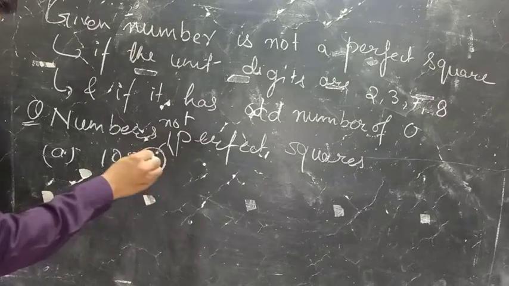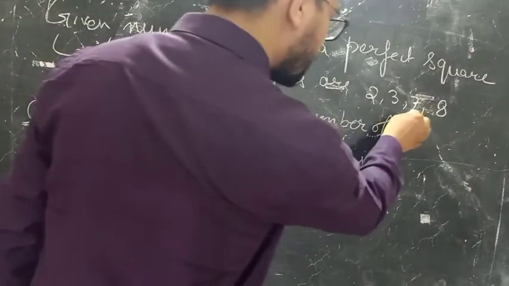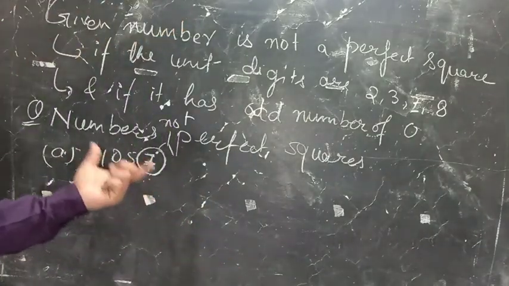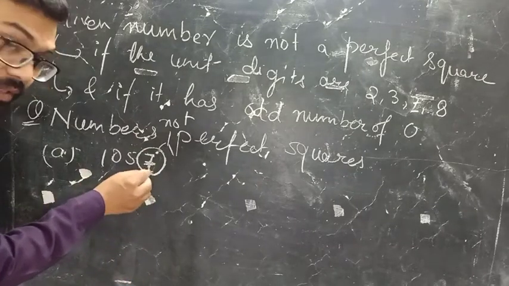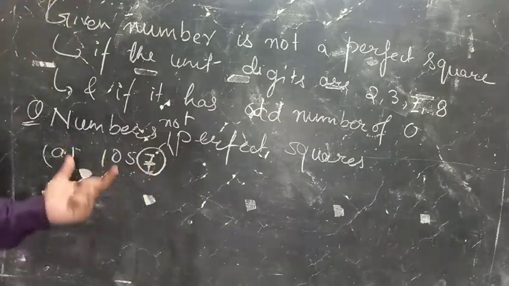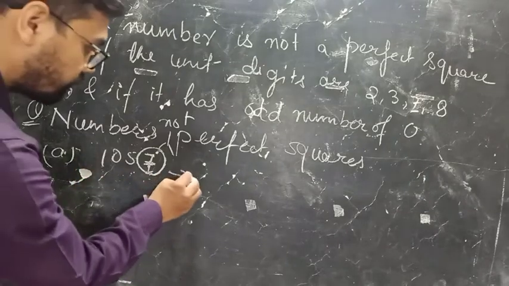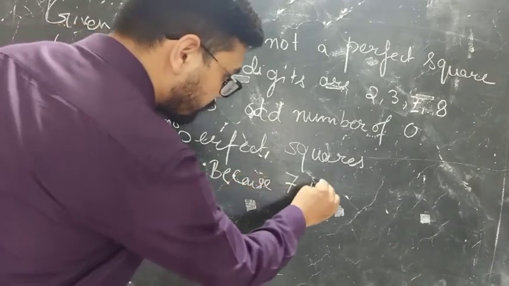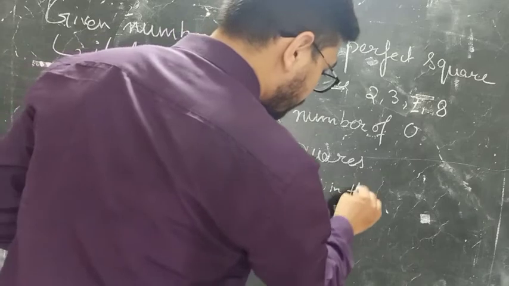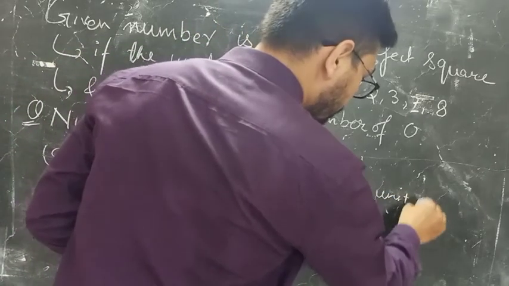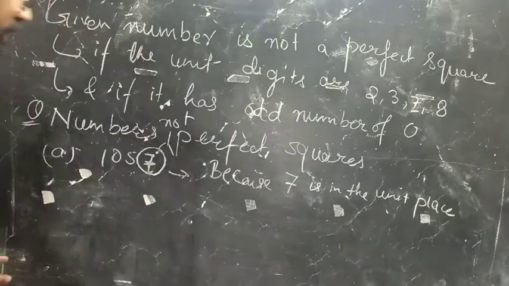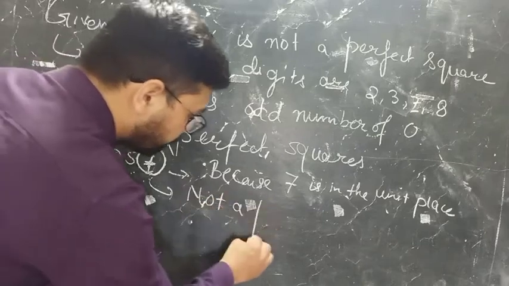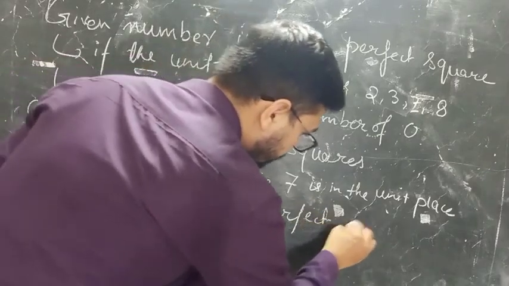7 is in the unit digit. If 7 is in the unit digit, this number cannot be a square of any number. This is not a perfect square. We can see it just by observing the unit digit. The unit digit has 7, so we can directly say this is not a perfect square, because 7 is in the unit place. So you can say 1057 is not a perfect square, okay?